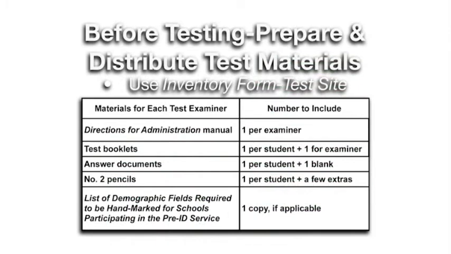Each test examiner should receive the following materials: 1 DFA manual, 1 test booklet per student plus 1 extra for the test examiner, 1 answer document per student, pre-ID or blank, plus 1 extra blank answer document, 1 number 2 pencil per student and some extras, and the list of demographic fields required to be hand-marked for schools participating in the pre-ID service, if applicable.